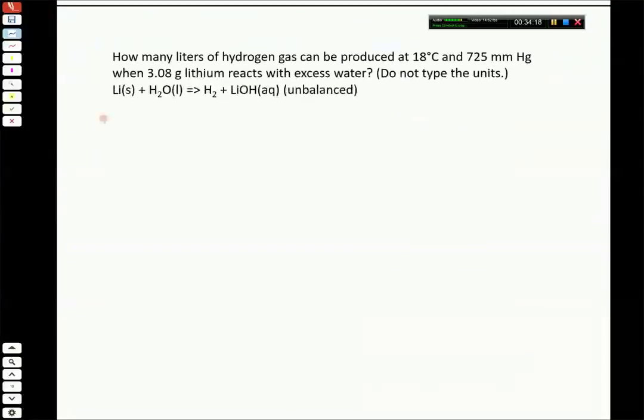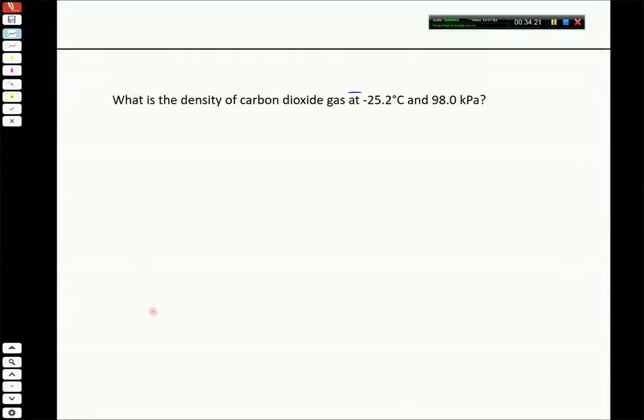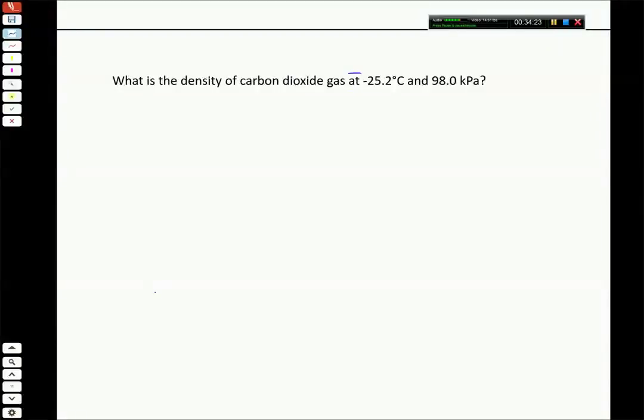The last two here deal with other aspects of the ideal gas law, and so one of them is going to be gas density. And so here we're just asking you to calculate the density of carbon dioxide gas at minus 25.2 degrees Celsius and 98 kilopascals. So what we learned before is that if we start with PV equals nRT and we rearrange the equation, what we get is an equation for density, which is, again, the definition of density is mass over volume, and this is equal to pressure times molar mass divided by RT. So this is just, again, a rearrangement of the ideal gas equation to solve for density.